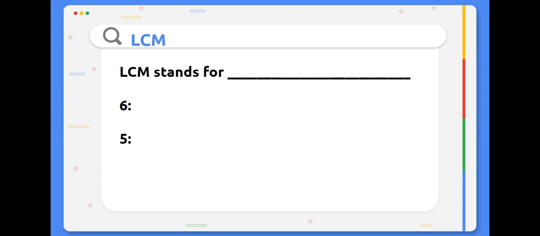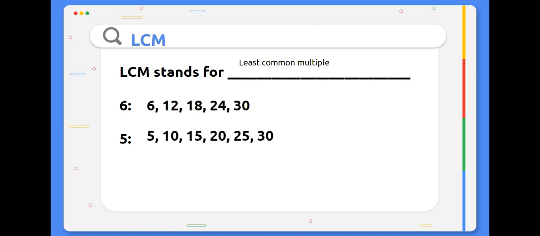Okay, LCM stands for least common multiple. Go ahead and work out the multiples for 6 and 5 and find the least common multiple. Then come back and see if you got it right. For 6, you should have said 6, 12, 18, 24, and 30. For 5, you should have said 5, 10, 15, 20, 25, 30. And you would have seen that 30 is the first one that they have in common. Good job. And that is the end of our lesson 2 review.